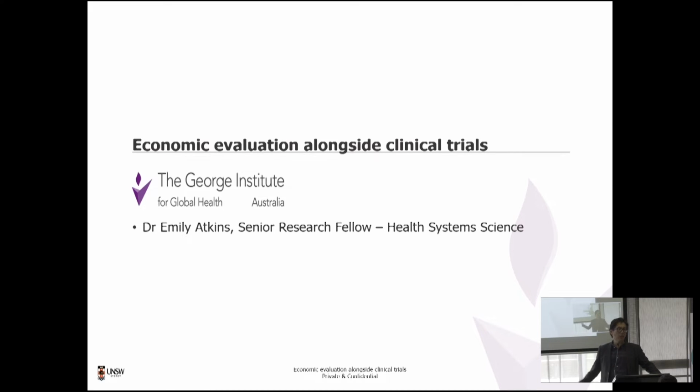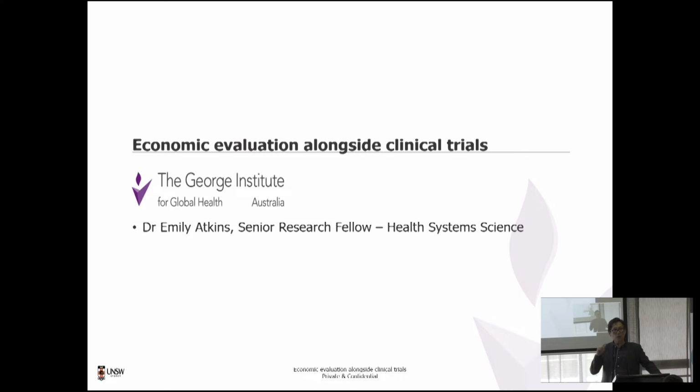So we work with colleagues who do clinical trials and routinely build economic evaluations into the clinical trials. But when I say clinical trials, I think a lot of the issues here apply not just to clinical studies, they also apply to more pragmatic impact evaluations in public health, health policy, etc.